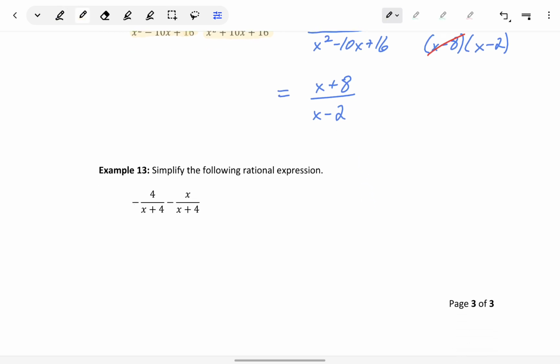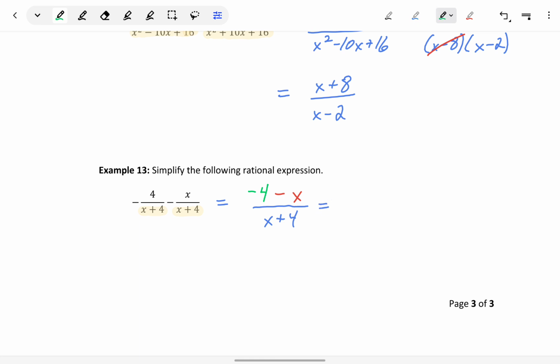Looking at one last example here, we still have common denominators between our two rational expressions. So to add these together, we'll take the numerator of the first expression, which is negative 4, minus x, which is the numerator of the second expression, all over that original common denominator. And you might already see what's going to happen in this case.